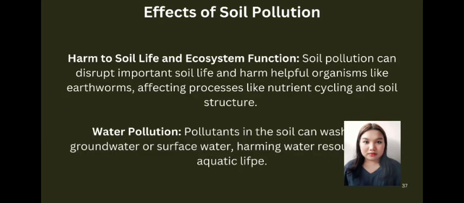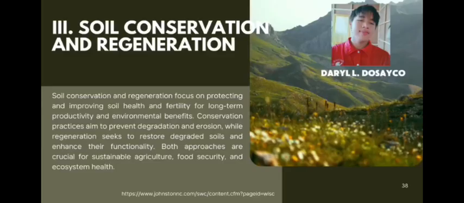Harm to soil life and ecosystem function. Soil pollution can disrupt important soil life and harm helpful organisms like earthworms, affecting processes like nutrient cycling and soil structure. And lastly, water pollution. Pollutants in the soil can wash into groundwater or surface water, harming water resources and aquatic life.